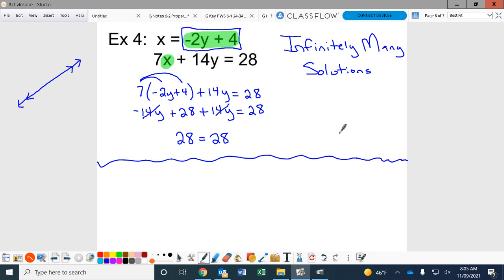Now, the other special case would be that when you get done with this process, instead of getting two numbers that are equal to each other, you might get two numbers that are not equal to each other, like 28 does not equal 25. In that case, you would be looking at two lines that never touch each other, so they would run parallel to each other. And in that case, since they never touch, the answer would be that there are no solutions in common. We write no solution. There is no solution that will make the two sides of those equations equal to each other. There is no intersection between those two lines.